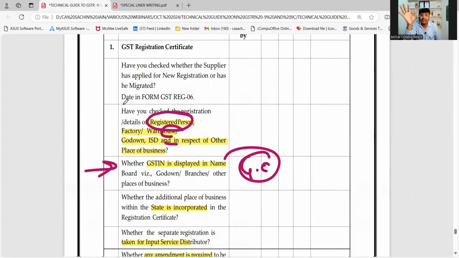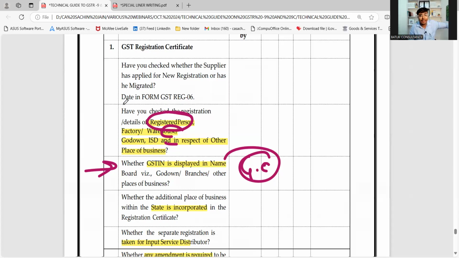Wrong data is presented in 9 and 9C. The requirement is that once you have put a wrong figure in 3B or in 1, this is also okay. But while filing the GSTR-9 and 9C, there is a requirement that your 9 and 9C should be perfect. There should not be a single mistake in your GSTR-9 and 9C.